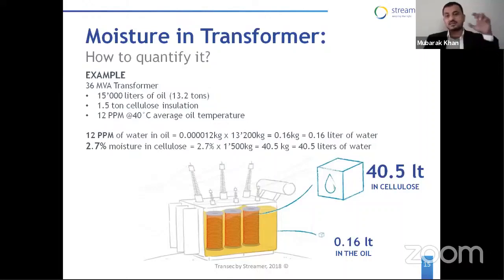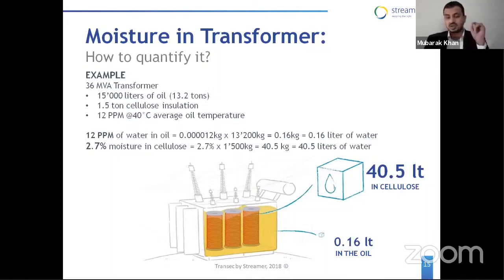12 ppm at 40 degrees Celsius, we are saying it is in the dangerous scenario, right? We said it is in the dangerous scenario. It is a big transformer, 36 MVA, but if we calculate it, actually it is only 1 glass of water inside the transformer. Is it more? No, it is not. Ek glass mein kya hota hai? Nothing, right?